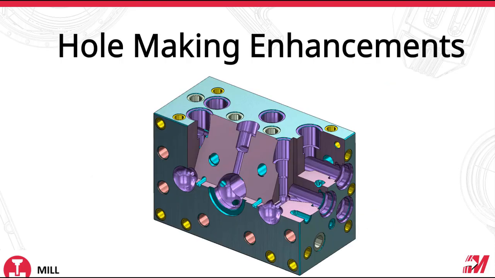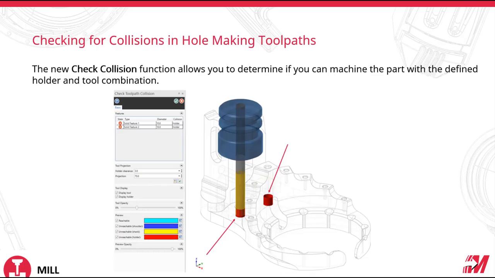Hole making enhancements. So they've really taken a lot of strides in hole making. We now have collisions, so we can check for collisions in hole making tool paths. It's going to determine if you can machine a part with the defined holder and tool combination. This is going to automate the process on the screen for you. So we will be able to go in and check collisions right in the tool path. It'll be in the linking parameters page, and we can alter the stick out of the tool right inside of this check for collisions dialog.